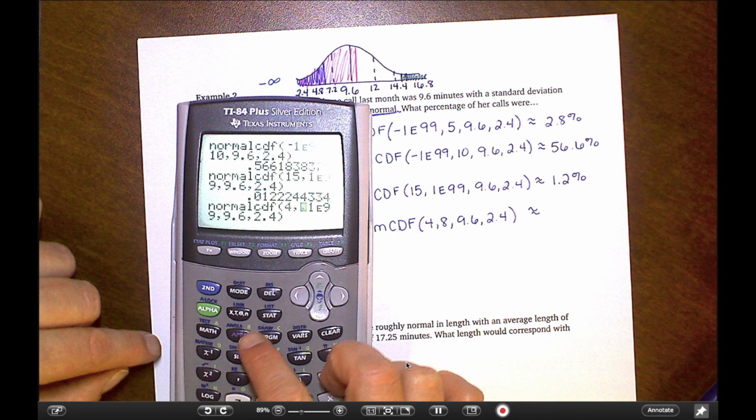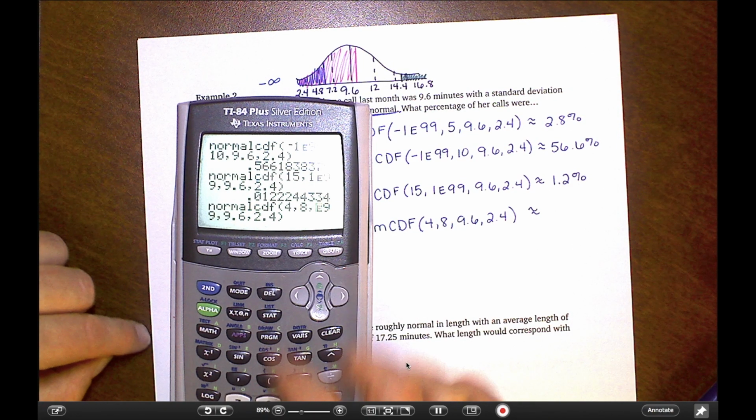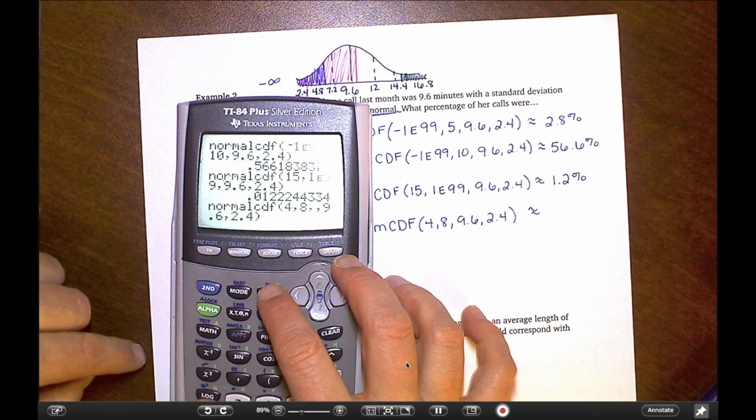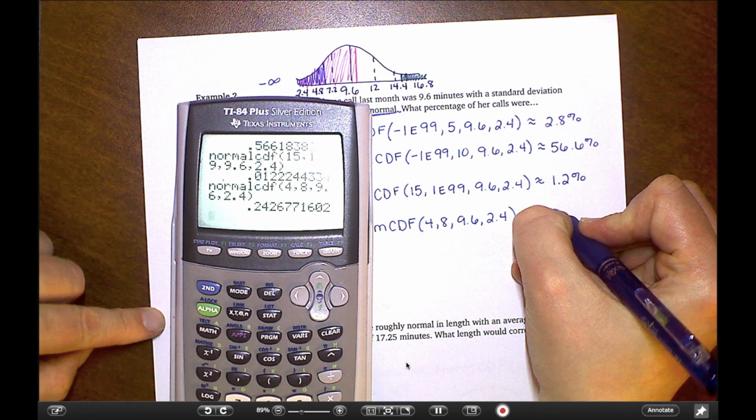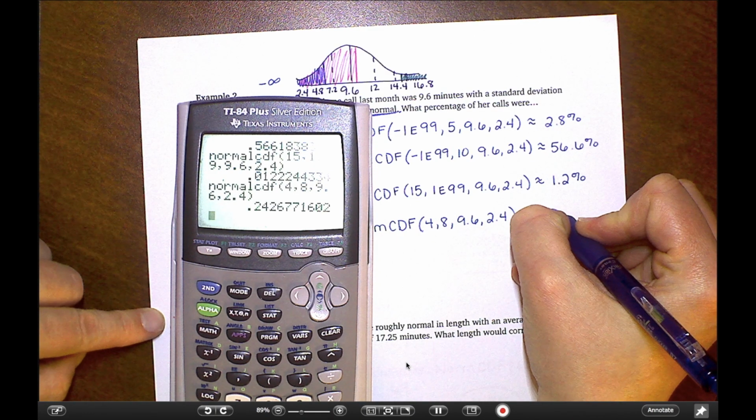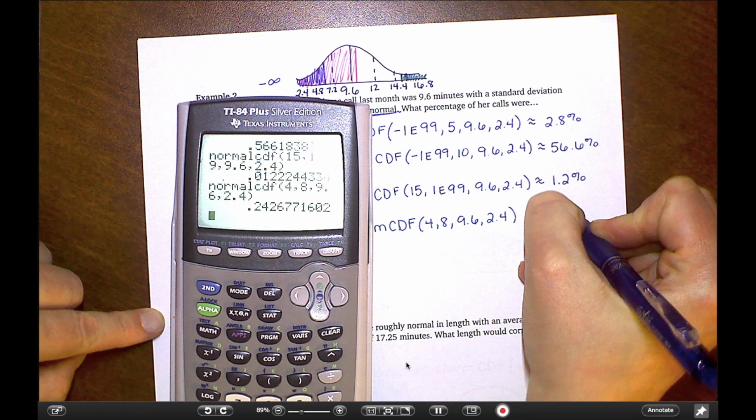4, 8, delete everything else. There we go. Oh, and I forgot to draw that on our chart, but 24.3%, I would say.